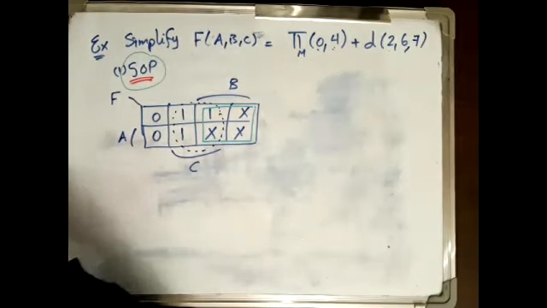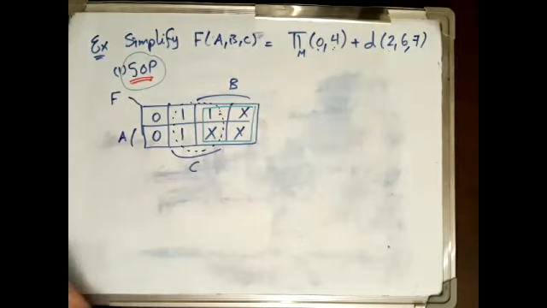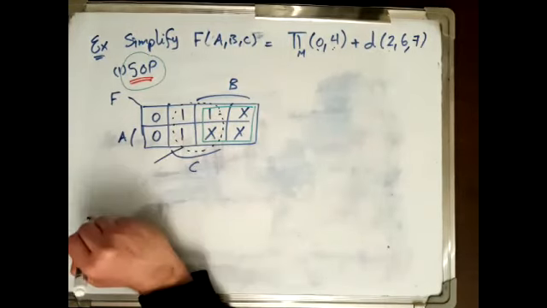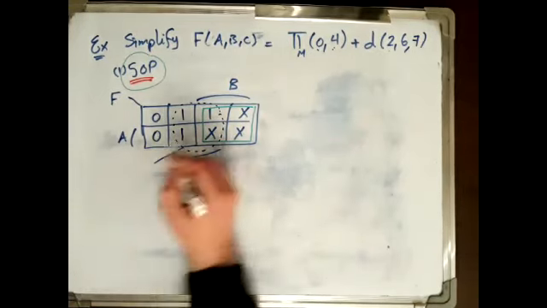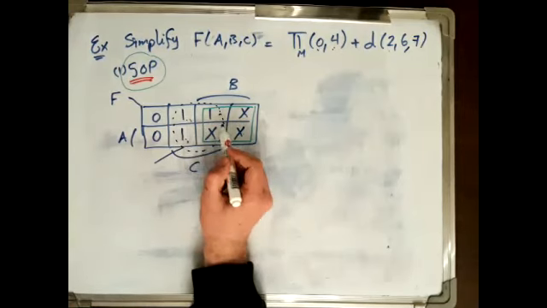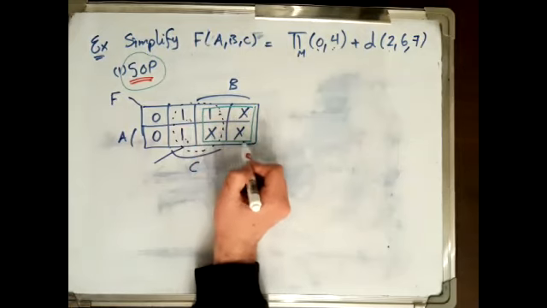So now, what is the sum of product expression for this one? I need to know which of these is essential. So basically, this black one is essential because it has these two ones in it. However, is this essential?